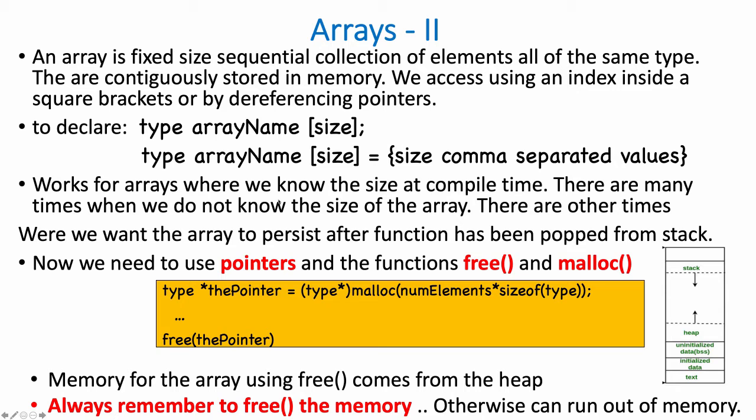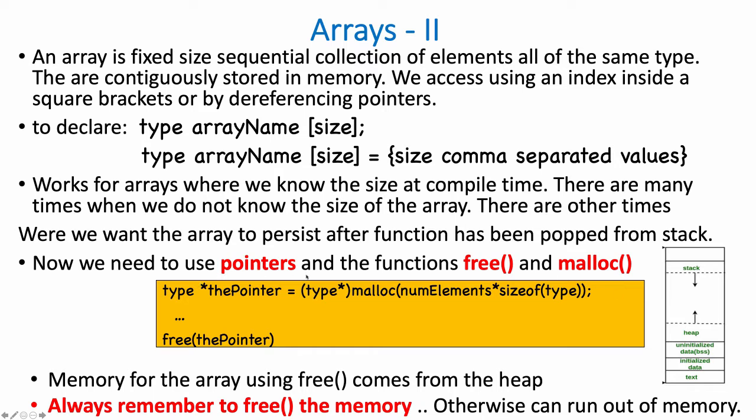Now this works where we know the size of the array at compile time, and there are many situations where we do not know the size of the array. And there are other times where we want to create an array inside a function, but we want the array to exist when the function has popped. Now this wouldn't happen if it's on the stack, so we need this array to be allocated from the heap.